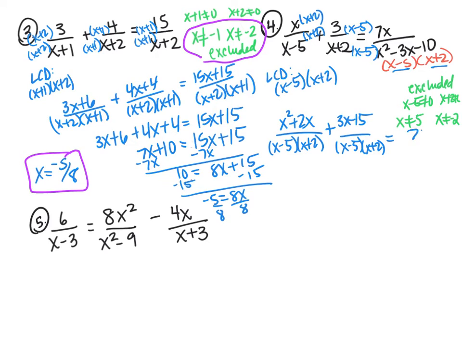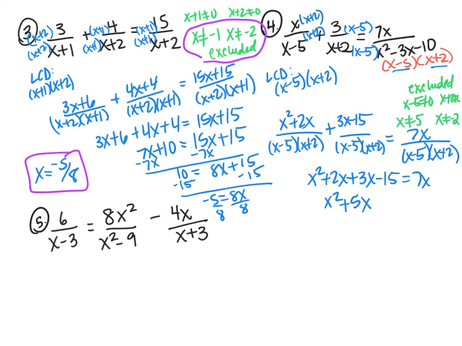Then that 7x stays over that x minus 5 times x plus 2. All right, now that I've got the common denominators the same, I'm going to look at my numerators. So I've got x squared plus 2x plus 3x minus 15 equals 7x. Let's combine some like terms here. We've got x squared plus 5x minus 15 equals 7x.